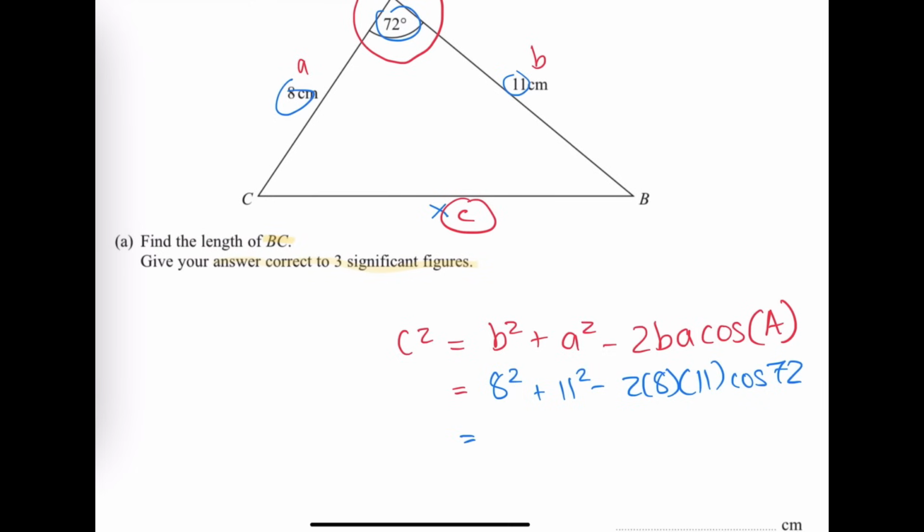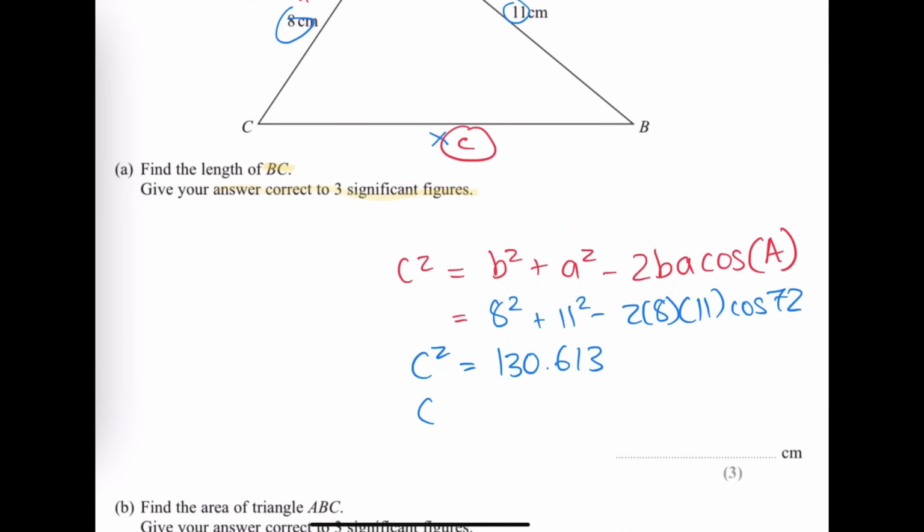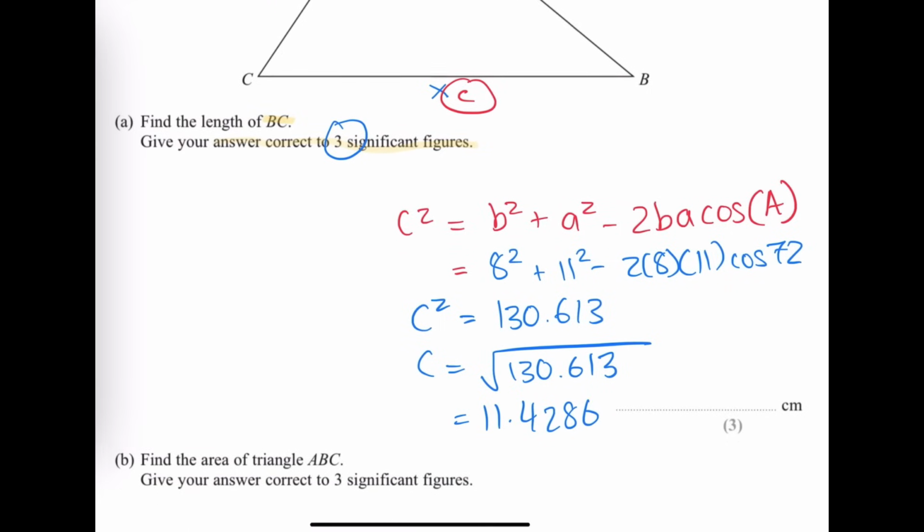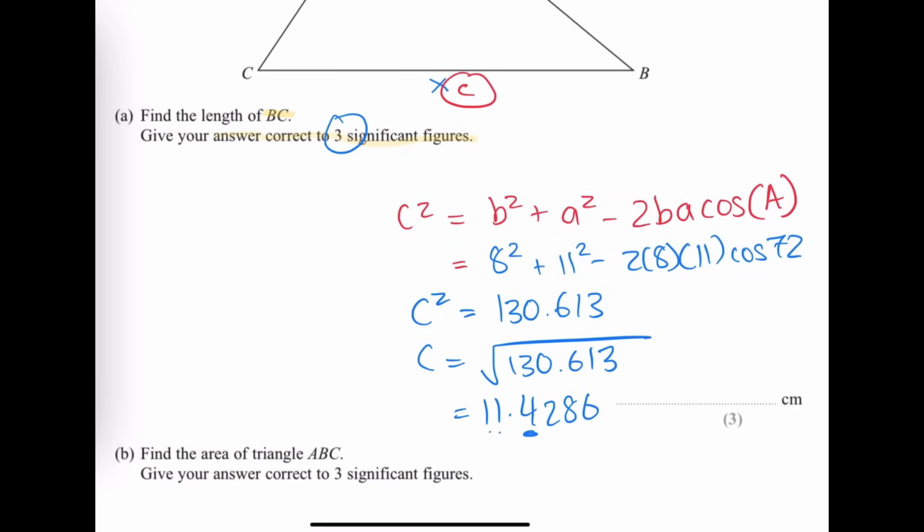If we put that all into a calculator, we can see that the answer is going to be 130.613. However, this is C squared. We're trying to find C by itself. So we're going to square root it, and when we square root it, we get the answer of 11.4286. However, we want this to 3 significant figures. So 1, 2, 3. This is because it's a 2, we just round down. So it will be 11.4.